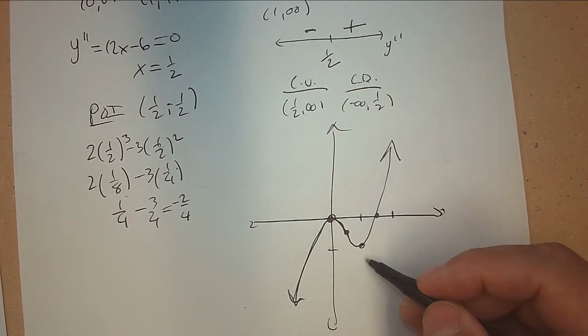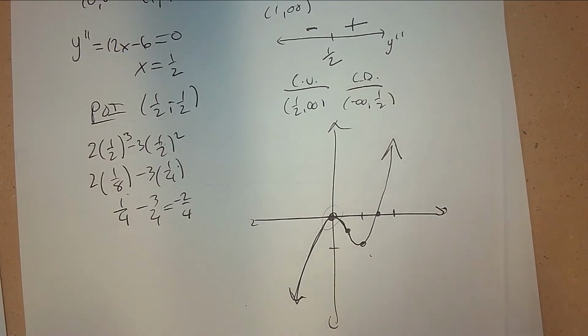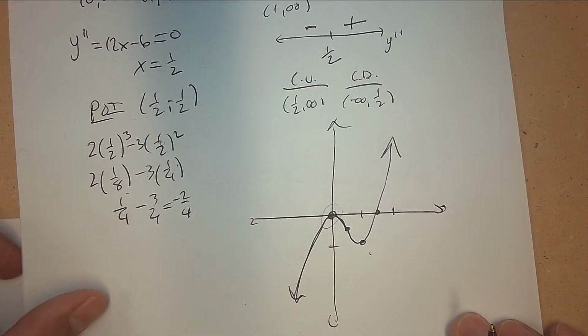And you've analyzed and graphed it: concavity, increasing, decreasing, max, min, and all of it. All right, that's number one. Number two.